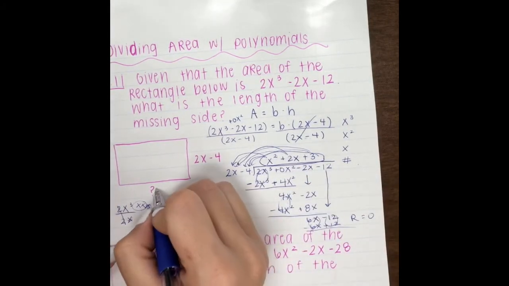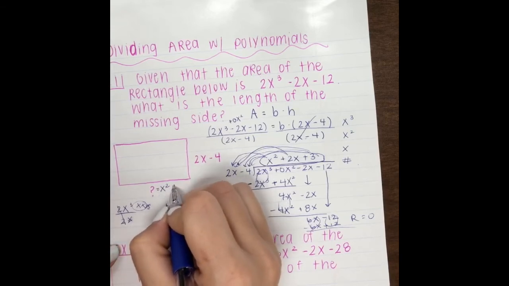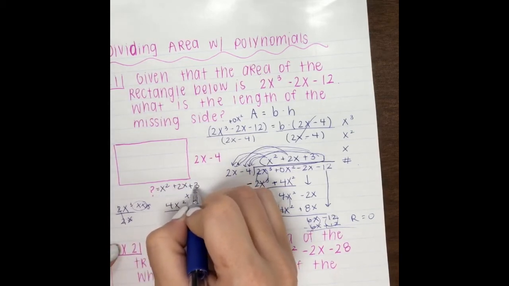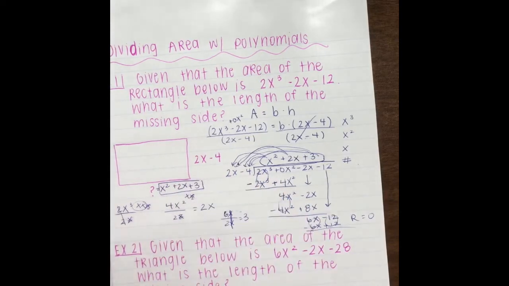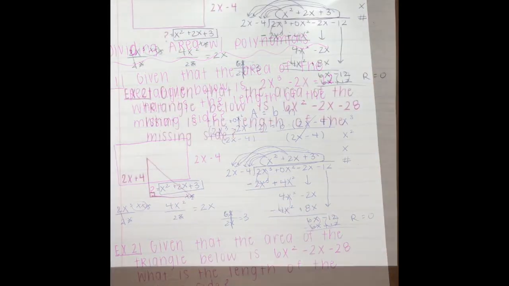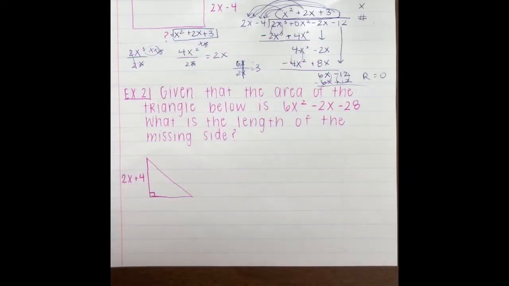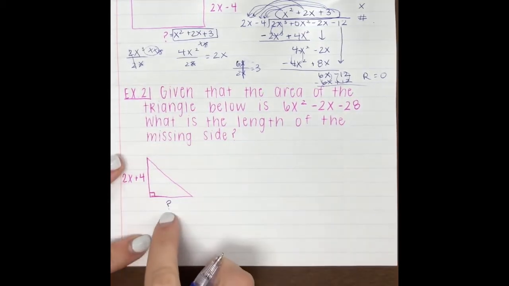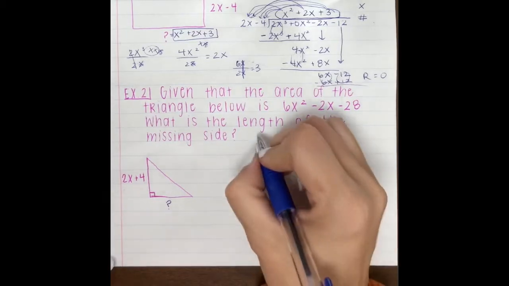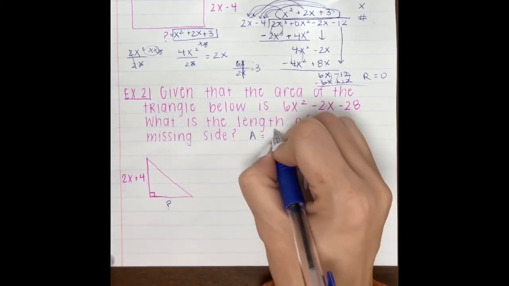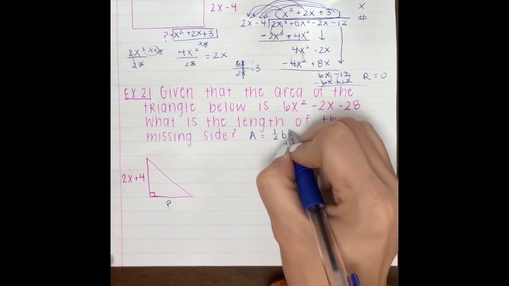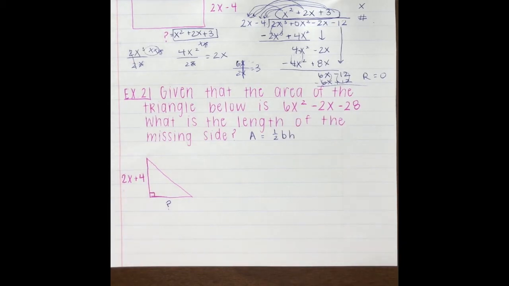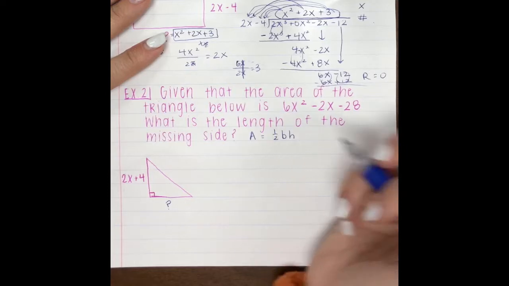Okay, so this missing side was x squared plus 2x plus 3. Okay? All right, so same thing, but this time we're finding, oops, I forgot to put a question mark here. We're finding the missing side of a triangle, which has a slightly different formula. It's 1/2 times your base times your height, okay? It doesn't change much at all. Okay, so we're gonna plug in our area.